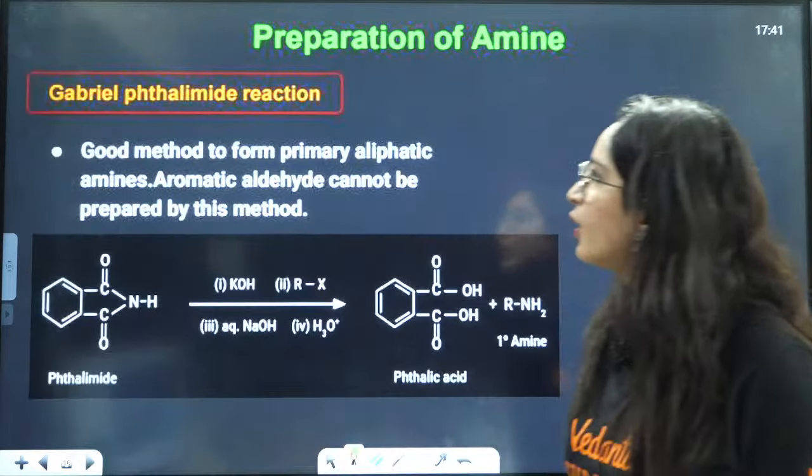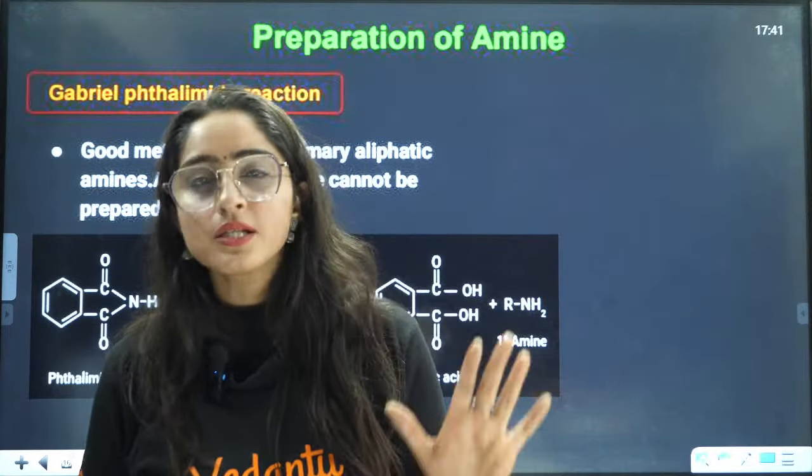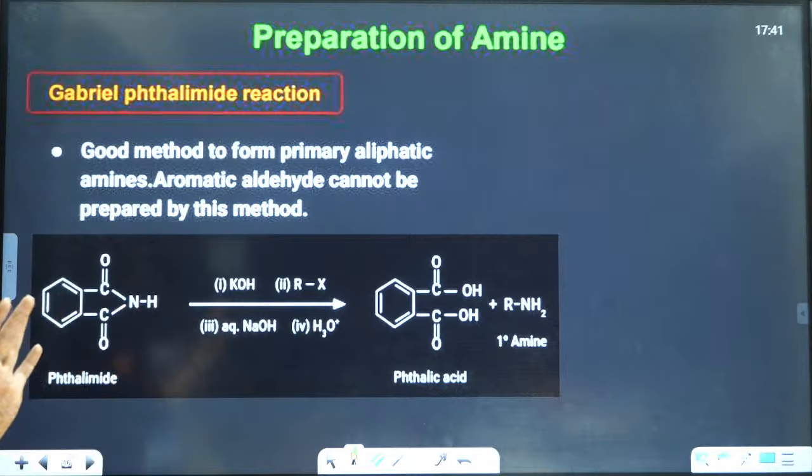Okay guys, so these are the small reactions that are in your syllabus. But now we are going to do this reaction, where the mechanism is also in your syllabus. This is a very important reaction.